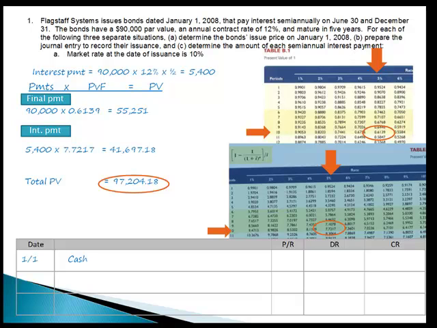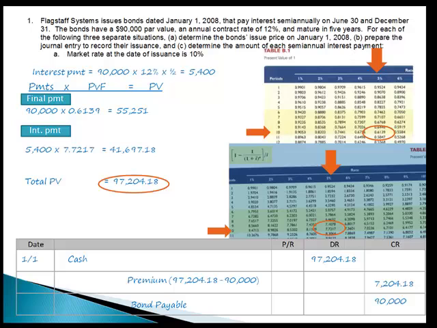So the day that we sell the bond, we're going to get cash of $97,204.18. We agreed to pay back our bond payable, our par value, $90,000. The difference is the premium. Okay, that's our journal entry.